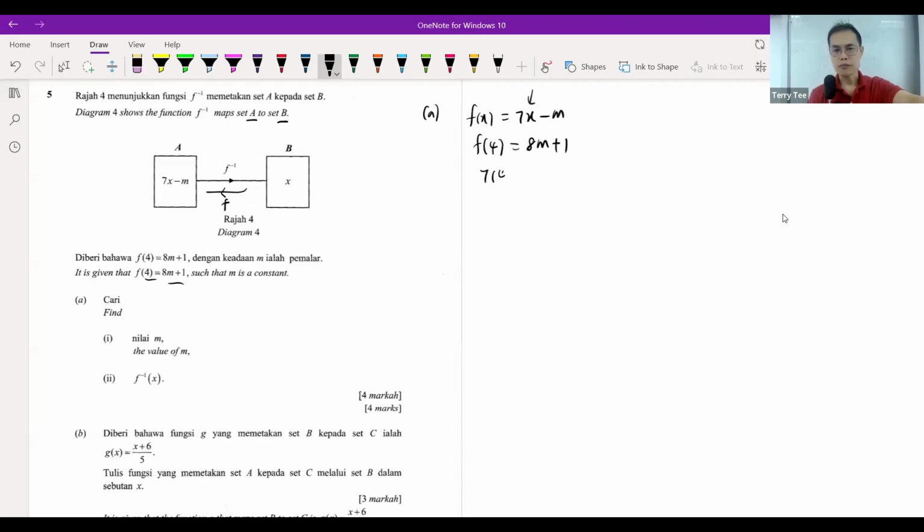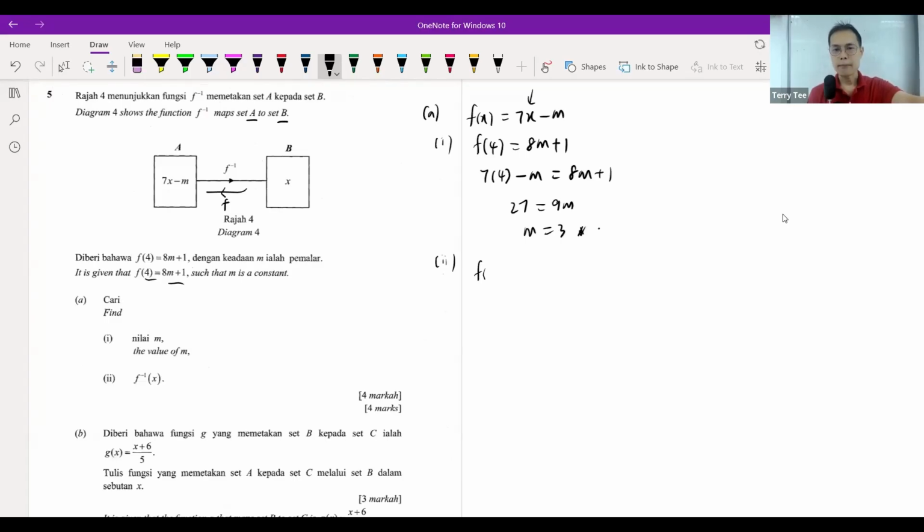So 7 times (4 minus m) is now 28 minus 7m... wait, 7 times, put 4 inside, 4 minus m is now 8m plus 1. 28, you bring the 1 over, is 27. M bring to the right, 8 plus 1 is 9m. M is just 3. Okay, this is Roman 1. Now, Roman 2, you're supposed to find f inverse, which is also quite simple.